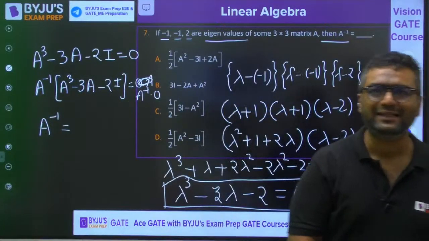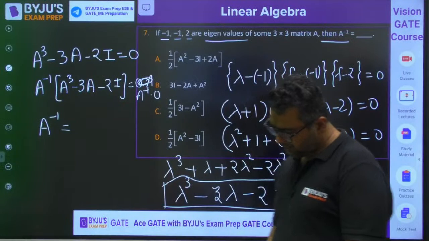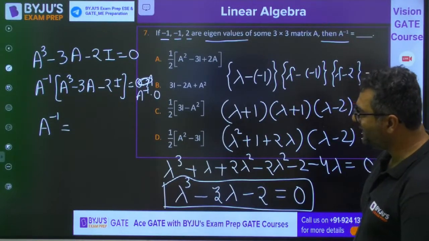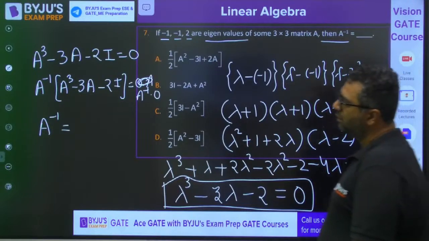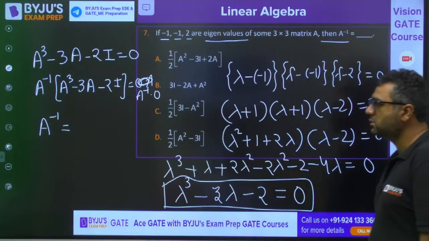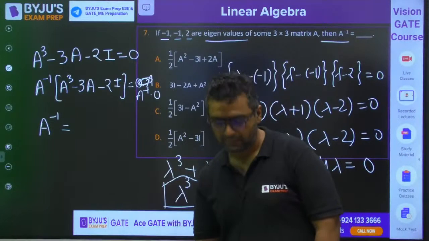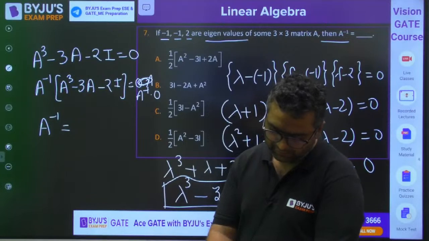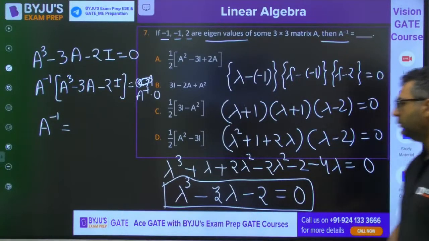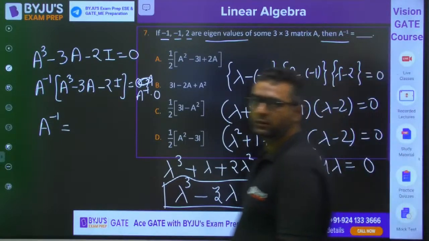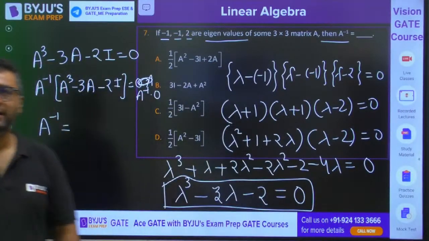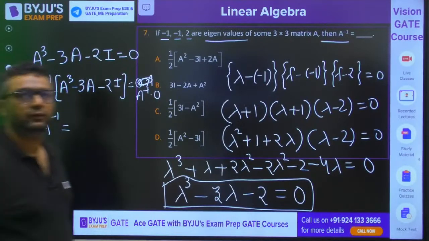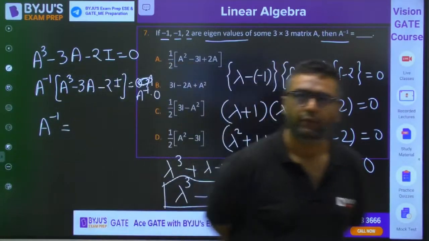Okay. So Papa Ka Goda is saying the answer to be D. What is that? 1 by 2A square minus 3I. Okay. What about others? Let us see what others are answering. Solve it, guys. Solve it, solve it, solve it. Very good, Vipin.